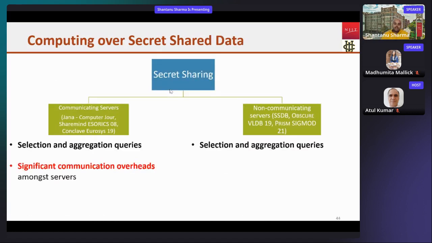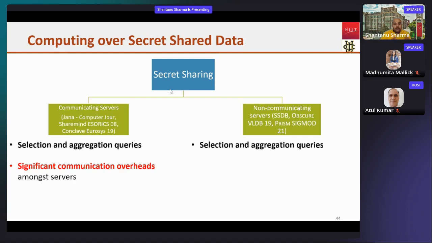So for secret sharing based techniques, at the very high level, we can classify these techniques into two groups. One group is where they assume that servers will communicate with each other. So for example, Bob and Carl will communicate with each other. And another technique is where the servers will never communicate with each other. So let me go over the first category where servers communicate with each other.